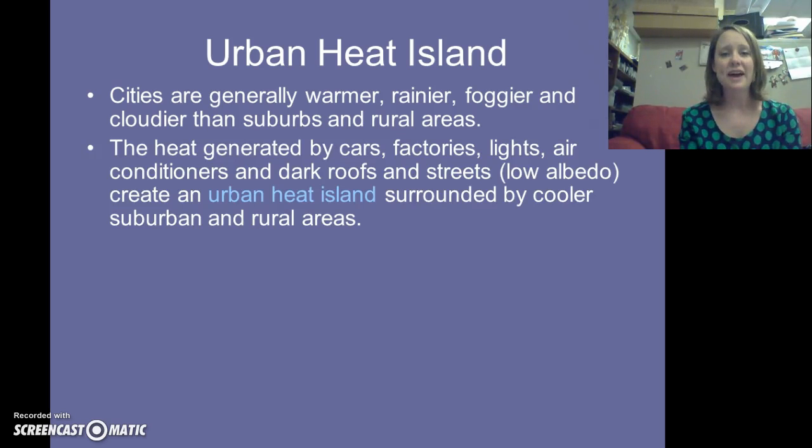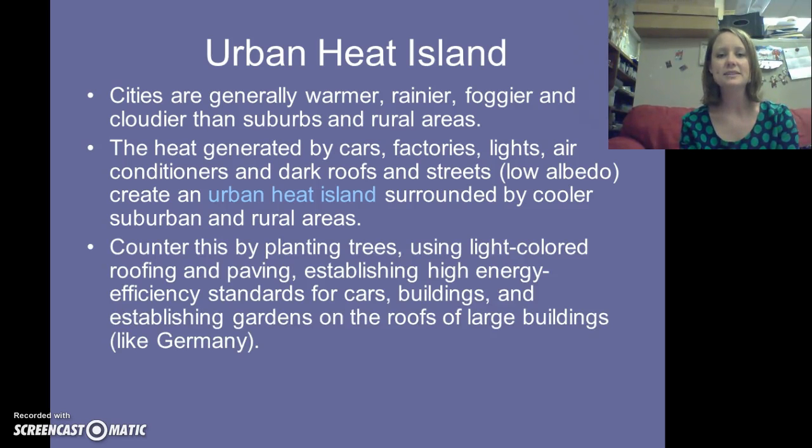And then added to that, you've got the heat that's been generated by the factories, the cars, the air conditioners, everything that uses electricity. There's not a lot of vegetation, so you tend to have the dark streets and dark roofs that have that low albedo. They absorb a lot of the sunlight instead of reflecting it, and that creates that urban heat island.